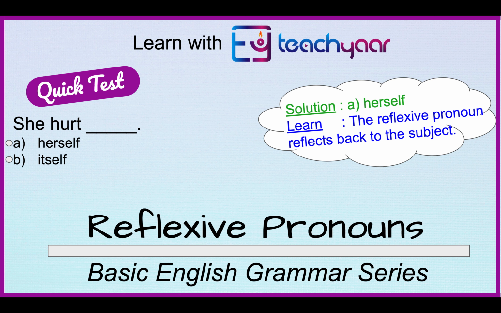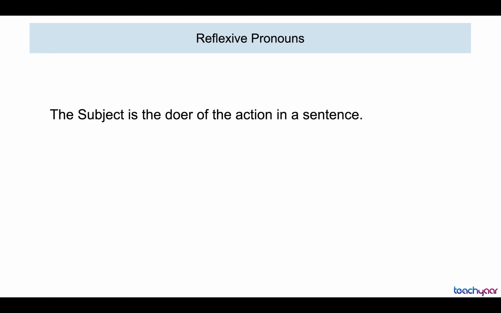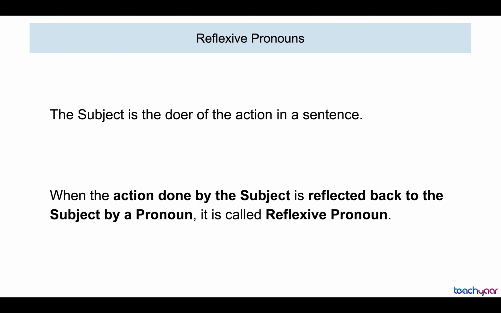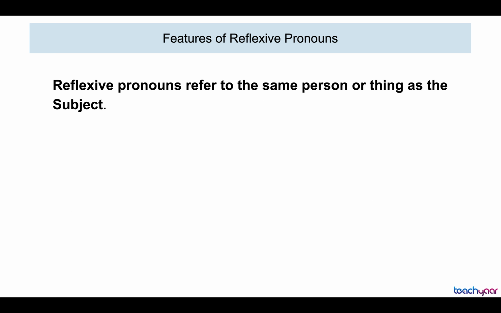Hello. In an earlier video, we learned about personal pronouns. In this video, we take up the concept of reflexive pronouns. As we know, the subject is the doer of the action in a sentence. When the action done by the subject is reflected back to the subject by a pronoun, it is called a reflexive pronoun. Now, what do we mean by reflexive pronoun?